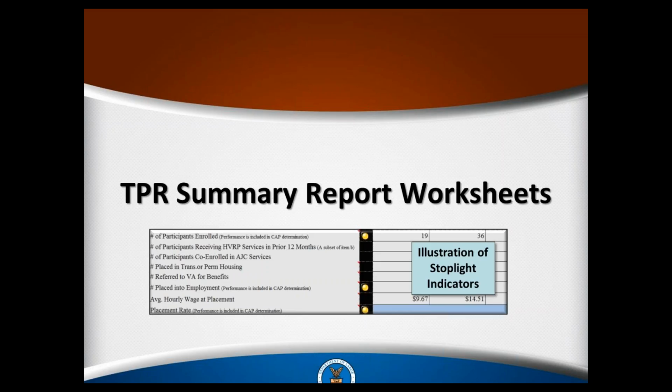And again, the color of the stoplight depends on the performance for that quarter versus the planned performance. So again, yellow means it's below the goal, but above 85% of the goal, or 85% and above. A red would indicate it's below 85%, and a green would indicate that performance is at the goal or above the goal. Next slide, please.